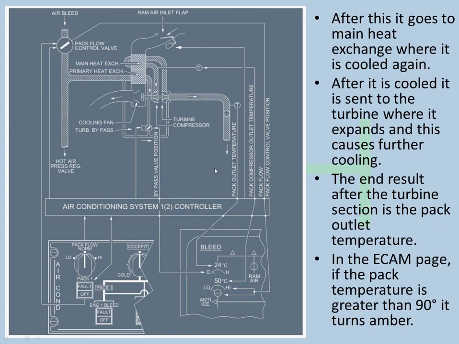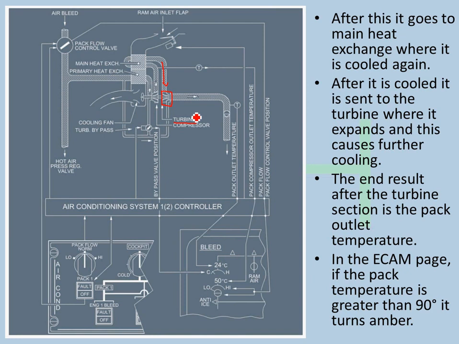So next, after the primary and main heat exchangers, the air is sent downwards to the turbine, this one. This is the turbine here. So in this, the air is cooled again because it is expanding in the turbine.